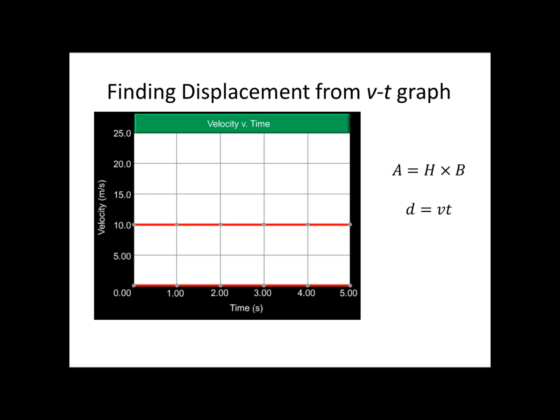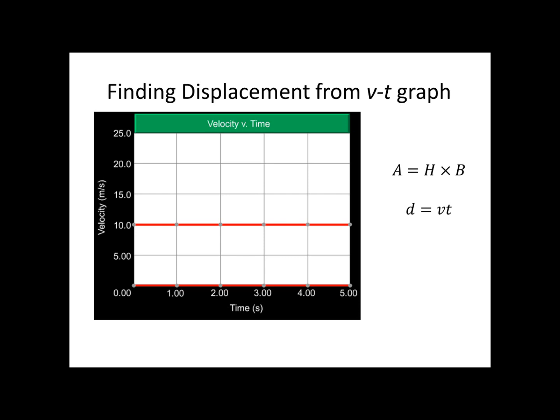Whenever you find the area under a velocity time graph, what you're finding is the displacement of the object. How far has it traveled? And this is true no matter how complicated the graph is. If you can find the area under the graph, that is between the graph and the horizontal time axis, you are finding the displacement of the object. This is true when it's a positive velocity. This is true when it's a negative velocity. It's true when it's zero.